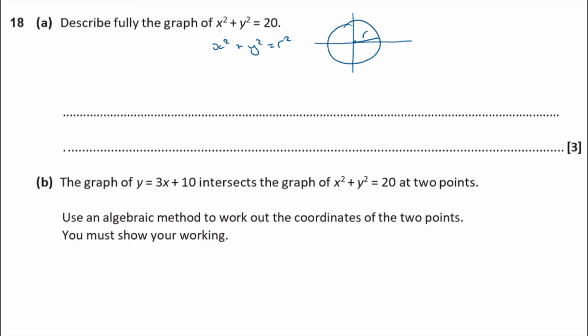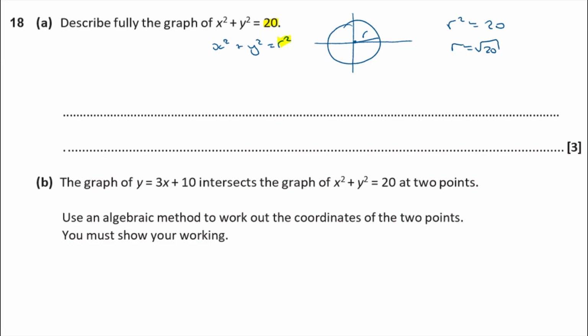Okay, so it's got a radius of r and it's centered at the origin. So that is how I'm going to describe it then. But I know that this radius, r squared, is going to be equal to 20, because if I compare this with this, look, 20 and r squared, these are going to have to be the same thing. So then r is going to be the root of 20 then, isn't it? It's going to be root 20. So it's a circle with radius root 20 centered on the origin.